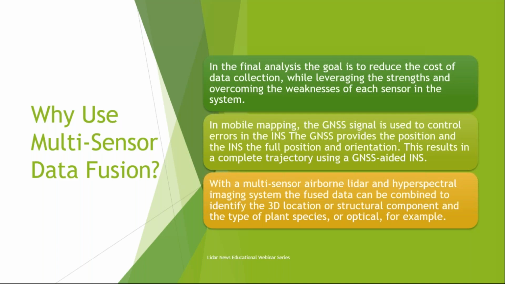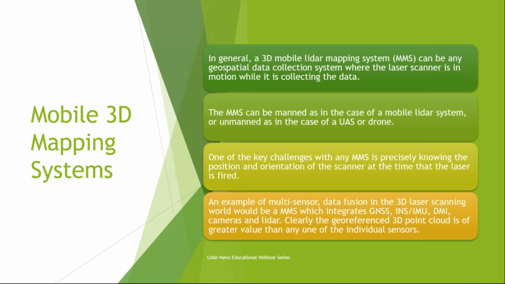In the generic case, if the LiDAR sensor is moving while it is collecting data, it can be considered a dynamic or mobile mapping system, as opposed to a static or tripod-mounted scanner. Mobile mapping systems can be manned, as in a driven vehicle, like an SUV, or unmanned, as with a drone or UAS. The challenge with any MMS is knowing the position and the orientation of the LiDAR sensor at the time it was fired. This is where GNSS and INS/IMUs are used to determine the exact position of the sensor, as well as the roll, pitch, and yaw.